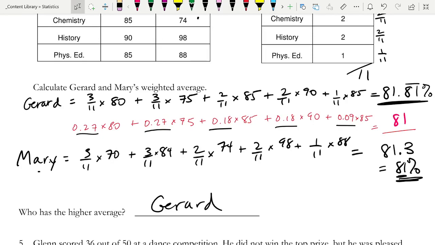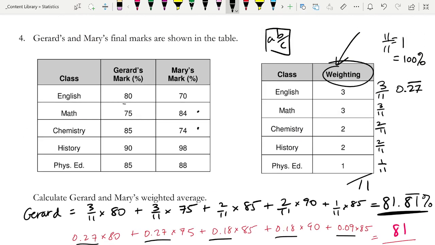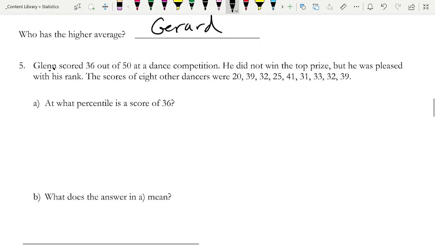All right, any questions? I won't do this to you in the test. When we give you a weighted mean question, we will give you percentages. Okay? So there we go. So there's a neat question.